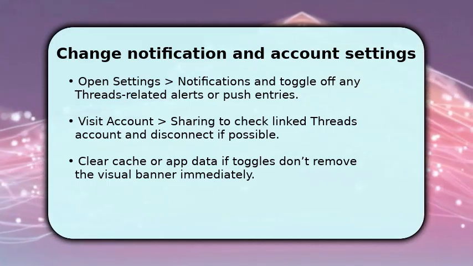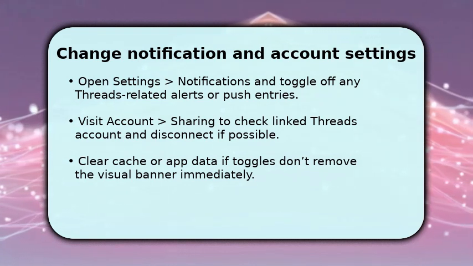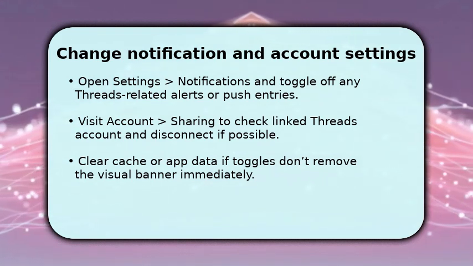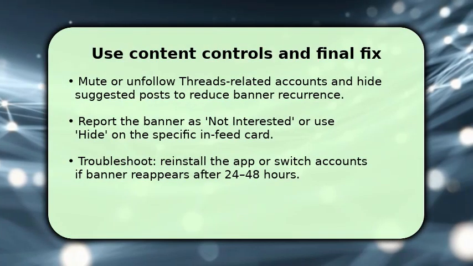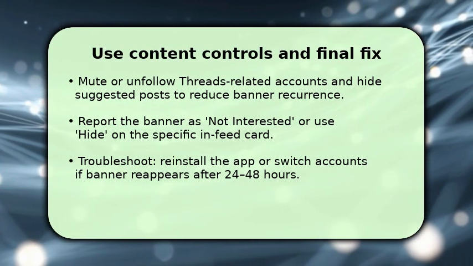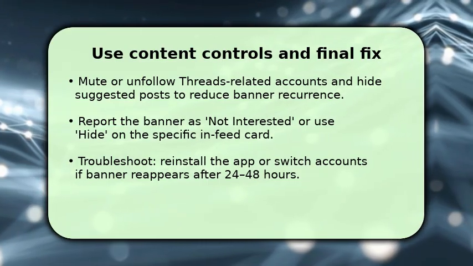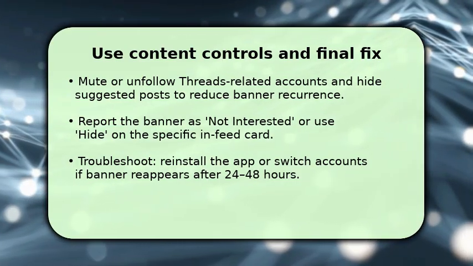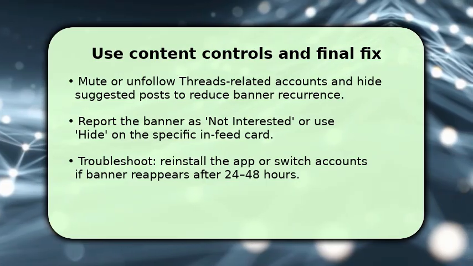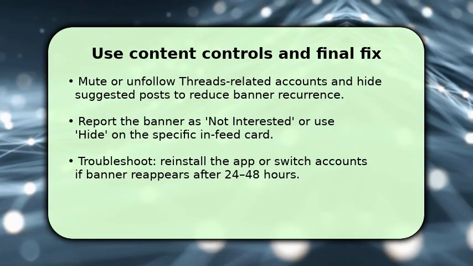Finish by training Instagram's algorithm and using direct controls to stop the banner from returning. Mute or unfollow accounts that post Threads links and hide suggested posts. These actions reduce reappearance. For in-feed banners, press the three-dot menu and choose Not Interested or Hide so the system learns your preference. If the banner still comes back within a day or two, reinstall the app or switch to another device briefly.